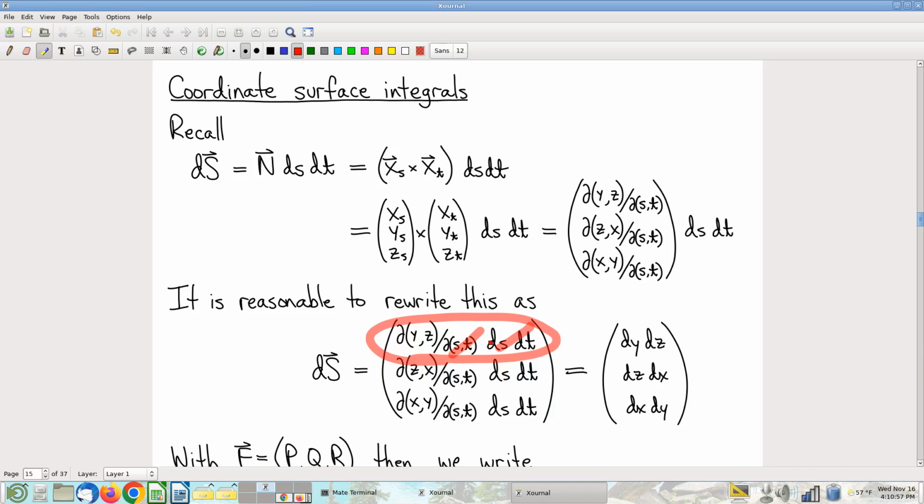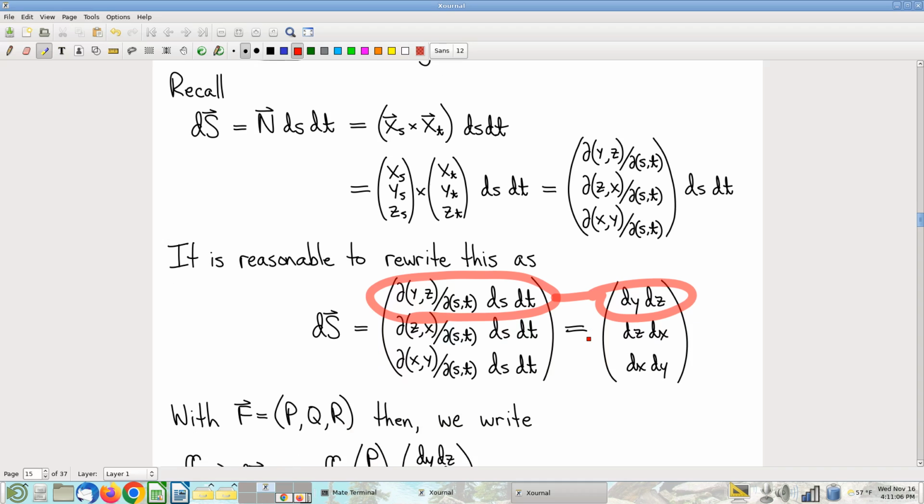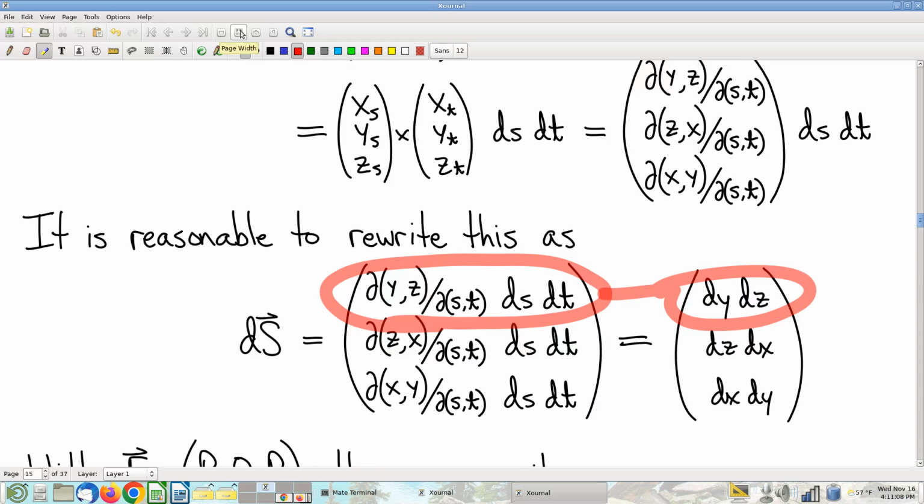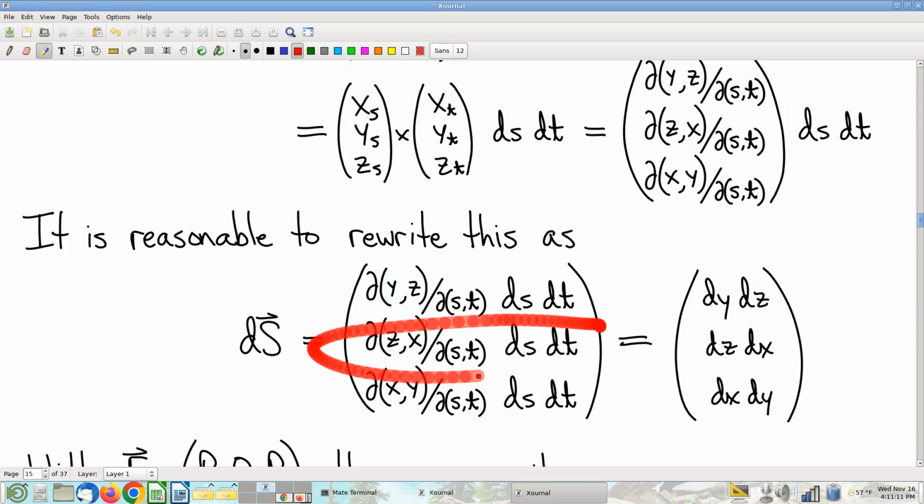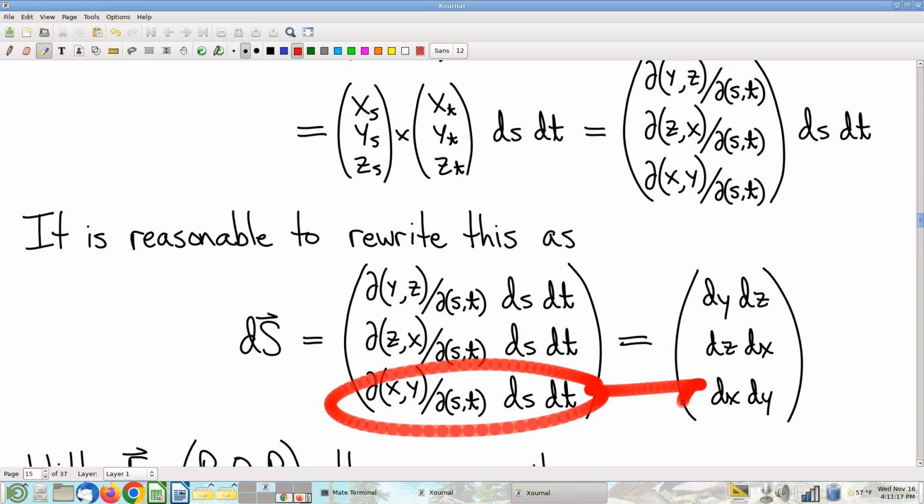So as we have done in the past, it feels like we should be able to just call this dy dz. That's exactly what we did when we were doing change of variables. And then likewise, this, in the past, we would have just called dz dx. And likewise, this we would have called dx dy. Now, geometrically, what does this mean? Does this make any actual geometric sense, or is this all purely notational nonsense?